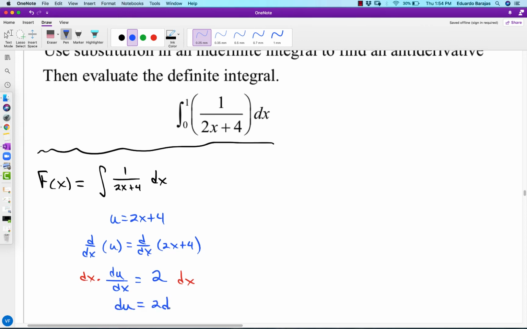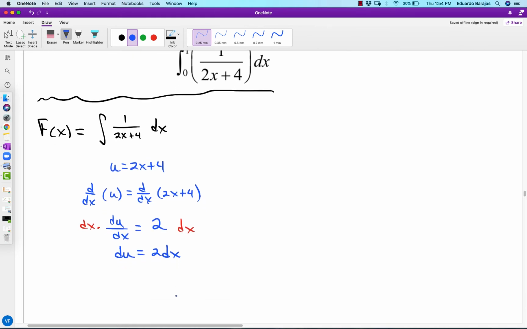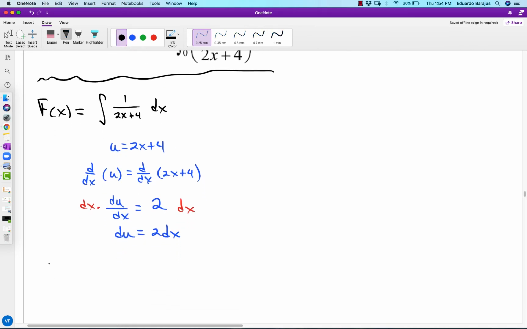du equals 2 dx. So coming back up to this guy, capital F of x is equal to the integral of 1 over 2x plus 4 dx. And now I know that I need to introduce an extra term of 2, let's put it in red, so that this whole thing becomes my du. I can't just throw in a 2 though, I've got to balance it out, so I'm going to put in a 1/2. 2 times 1/2 becomes 1, and that doesn't change the value of my result.